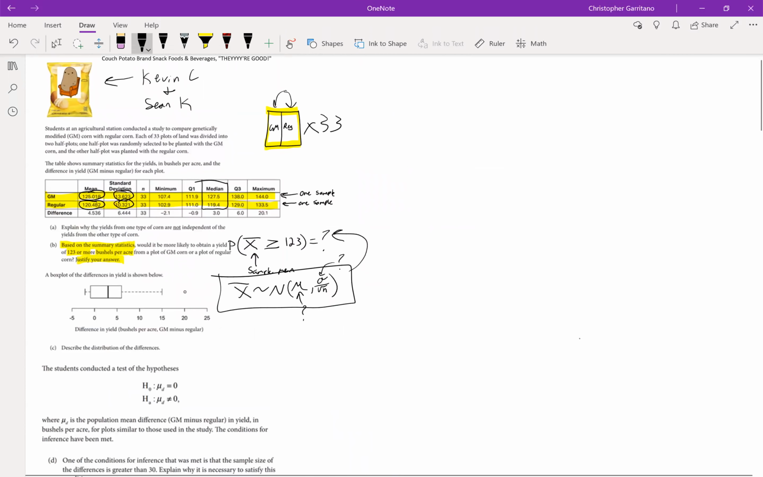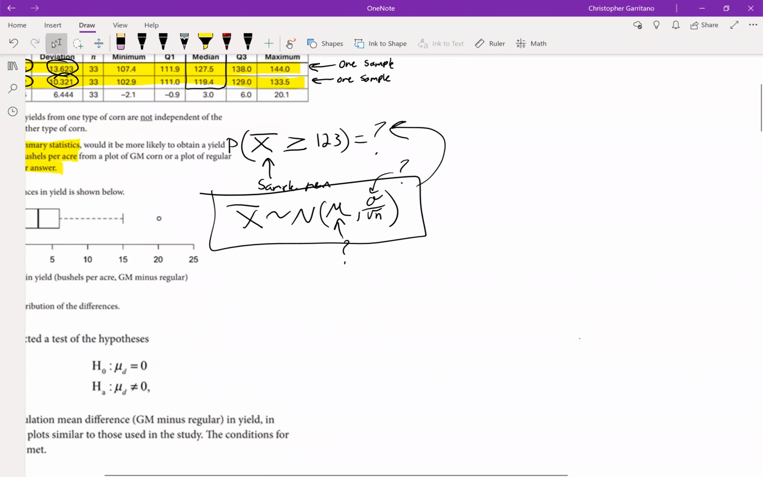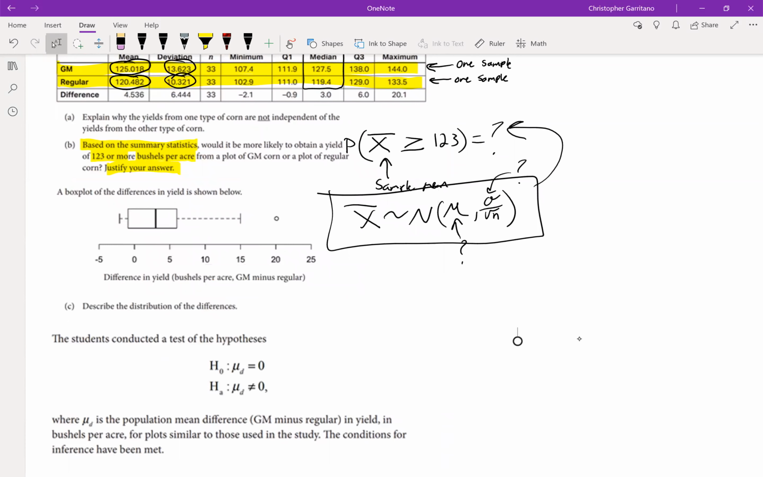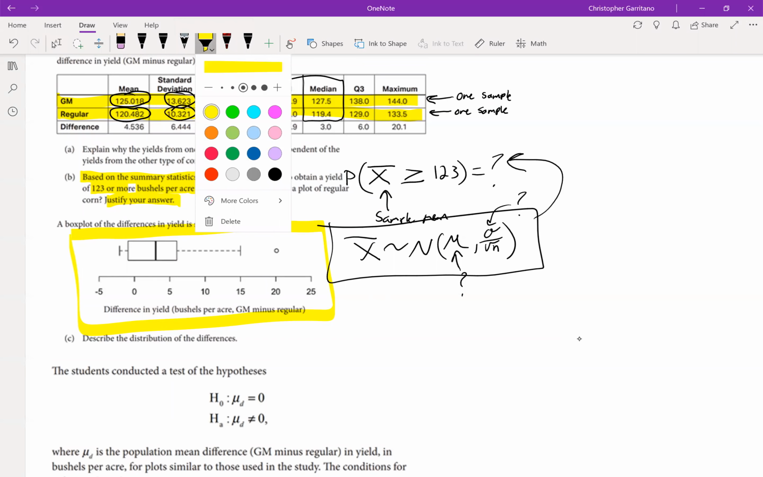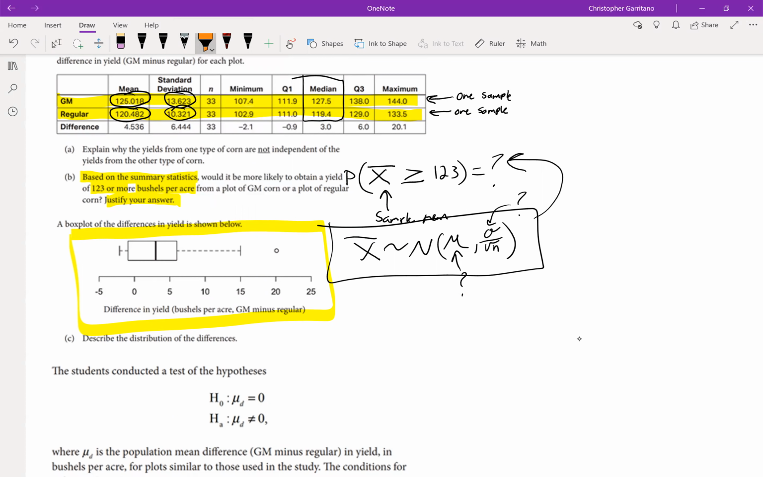Part C, a little bit more straightforward. Describe the distribution of differences. All right, and that distribution is this guy right here. It's a box plot, a box and whisker plot. One thing I want you to also be aware of is that we are given specific information. So even though looking at the scale, it might be tough to tell the min, the max, the median, that outlier, it might be tough to tell that.